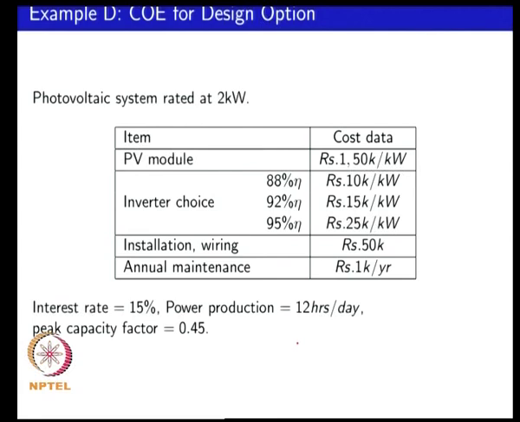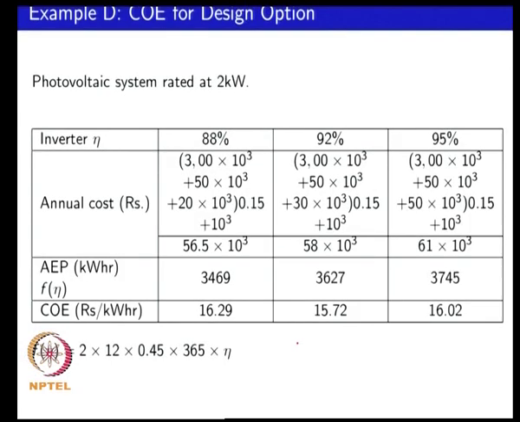So, the question is, can we make use of the cost of energy calculation in making a design decision? We could go through the calculation of what would be the annual cost for these three technology options. You have the panel cost, which is 2 into 1.5 lakh per kilowatt. So, 3 lakhs would be the panel cost for this 2 kilowatt rated unit.